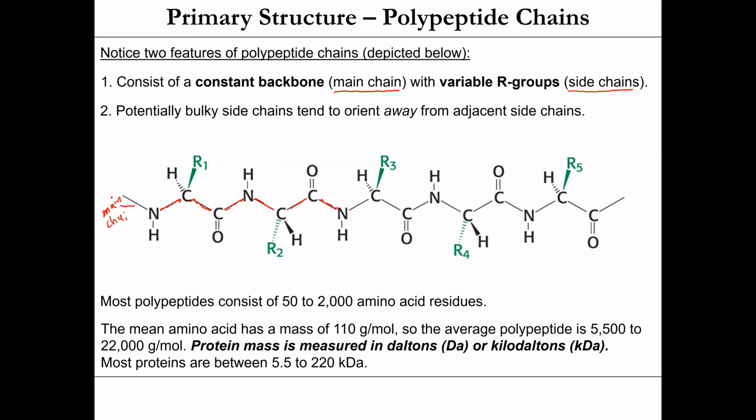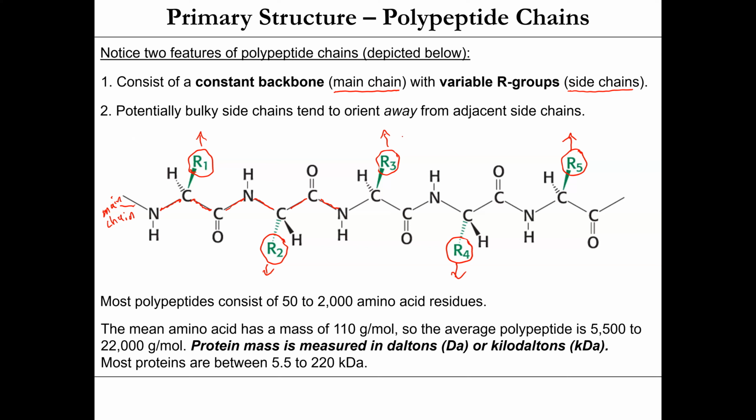And then number two is that these potentially bulky side chains here tend to orient themselves away from adjacent side chains on that polypeptide chain. So you can see R1 here is oriented above and towards us. R2 tends to orient below and away from us in this figure. R3 above and towards us, and so on and so forth. So there's that link between the main chain here, and then the side chains stick out away from the main chain and tend to orient away from adjacent side chains because these are the bulkier groups on the polypeptide chain.